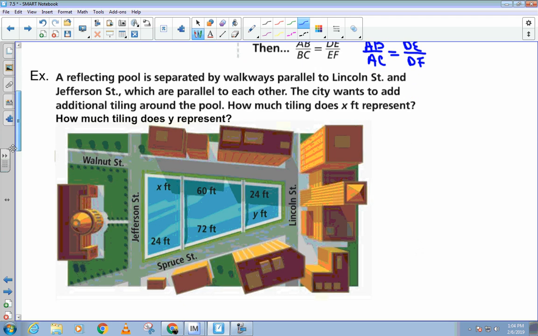The reflecting pool is separated by walkways parallel to Lincoln Street and Jefferson Street. So here's Lincoln Street and Jefferson Street. These are all parallel to each other. The city wants to add an additional tiling around the pool. How much tiling does X represent? How much tiling does Y represent? So I want to figure out what this X is right here. So what would I do?